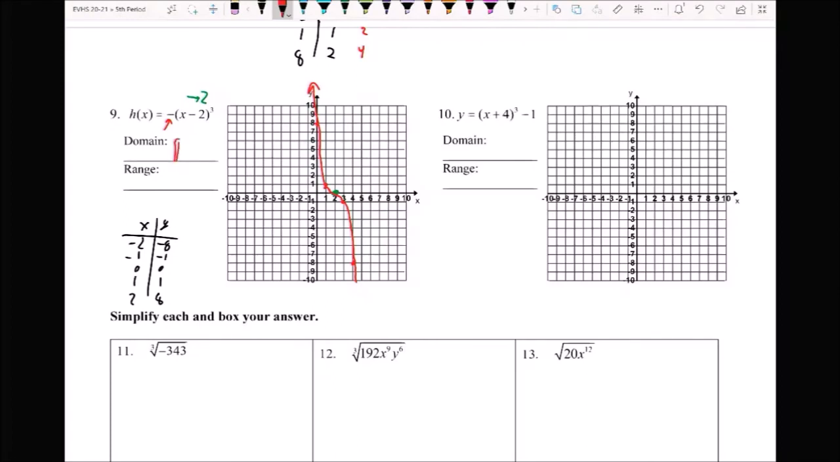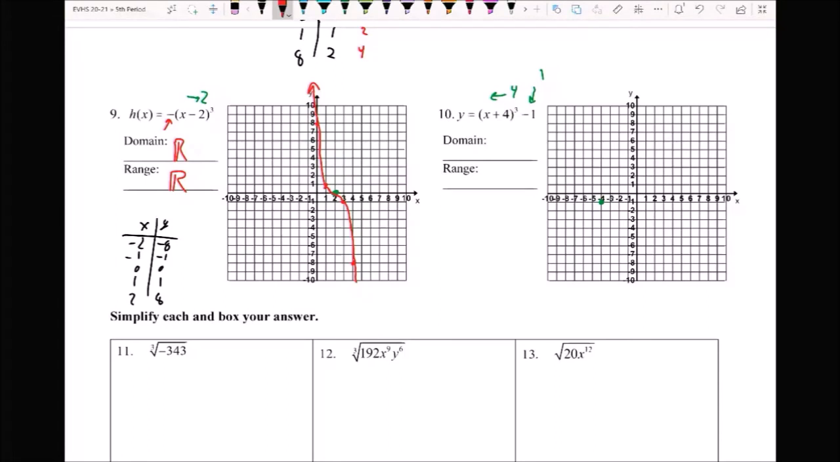And my domain and range, again, are all real numbers for both cubics and cubes. Over to number 10. This +4 means I go left by 4. The -1 means down by 1. So -4, -1. And there is no stretching or shrinking, no reflections.